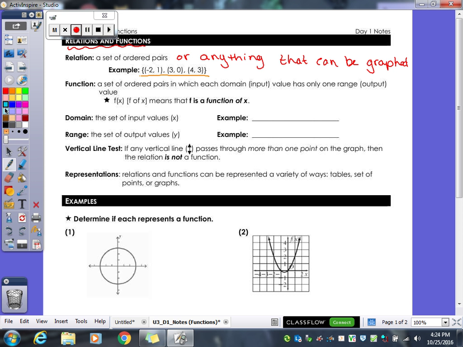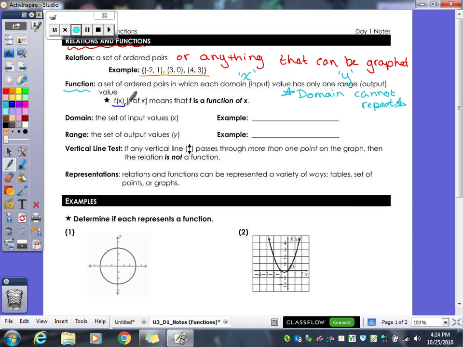So a more specific kind of relation is our function, which is a set of ordered pairs in which the domain, known as your input values, which is also your x values, has only one range value or output value or y value. So really what that's saying is in order to make it a function, your domain cannot repeat. If it does, that means it has more than one output value going with it, therefore it is not a function. So your domain can only exist once.